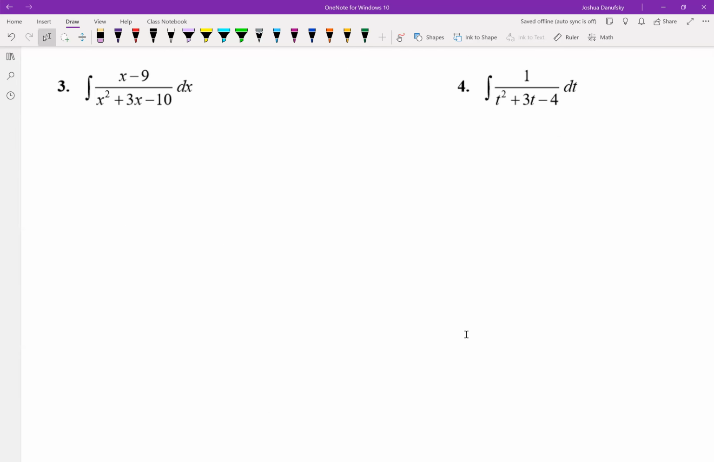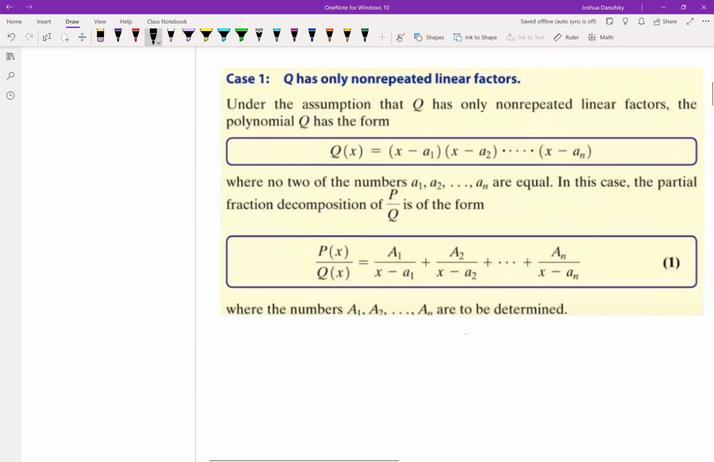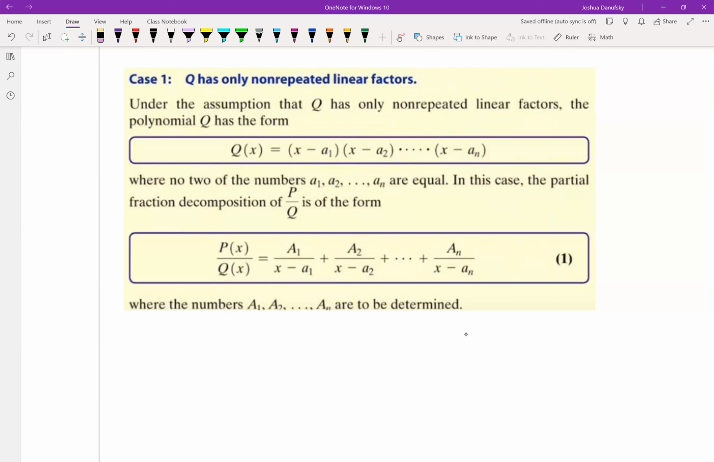Number 3, we're integrating x minus 9 over x squared plus 3x minus 10. Here, you'll notice that the denominator factors. And in the denominator now, we have two linear factors, x plus 5 and x minus 2, and neither of them is repeated. When this happens, to decompose our rational expression, we're going to use what we often refer to as case 1, where we're going to separate the rational expression as the sum of two rational expressions where we're going to have different constants in the numerator. Let's see how this works.